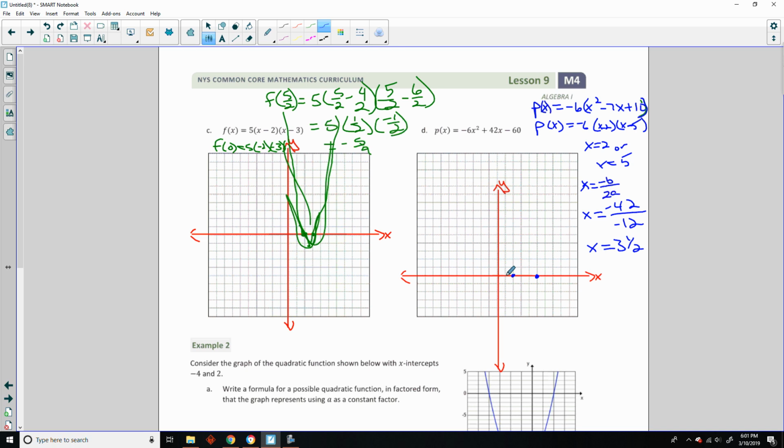And so my x: 1, 2, 3 and a half. I didn't even need to do that because I know it was halfway between my two zeros. So my axis of symmetry is 3.5 right here. So I want to know what the y value is at 3.5. So it's going to be 3 1/2 or 7/2, comma something. So I will substitute that into this.